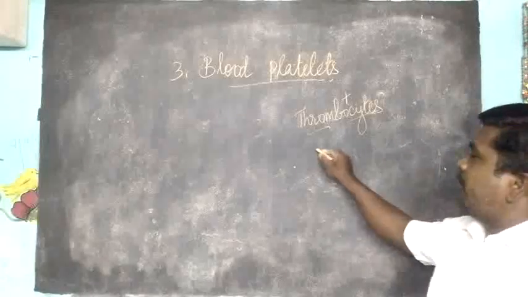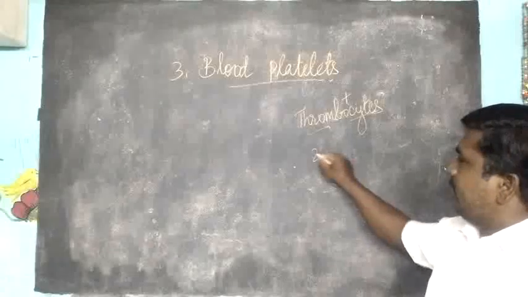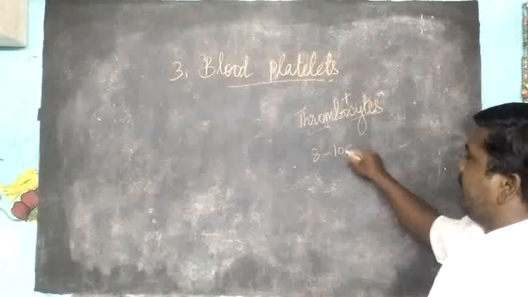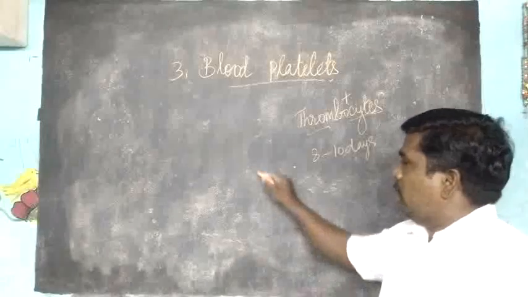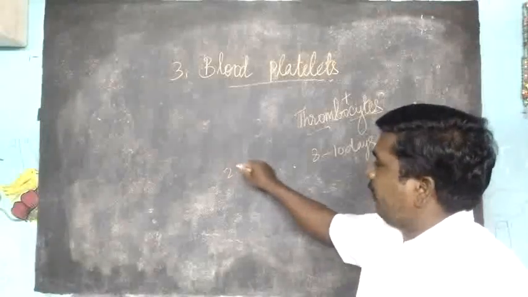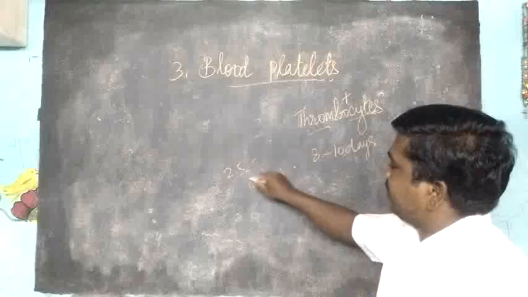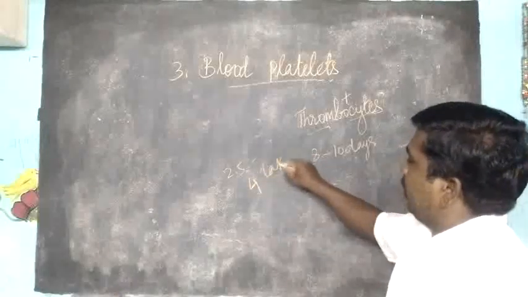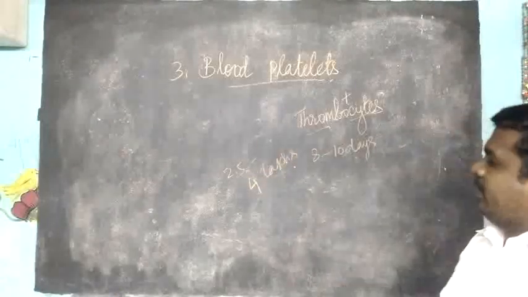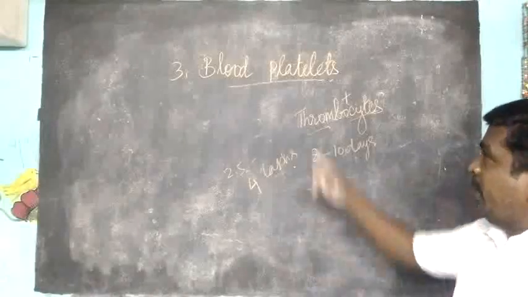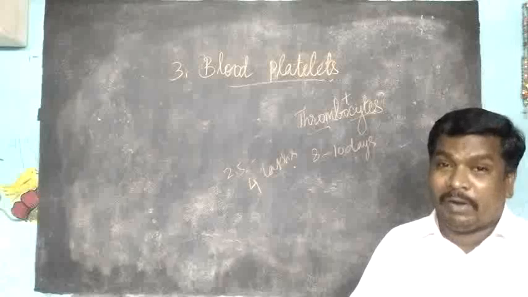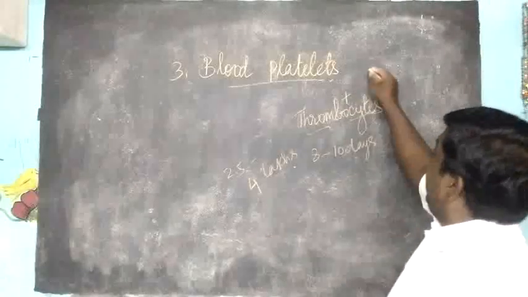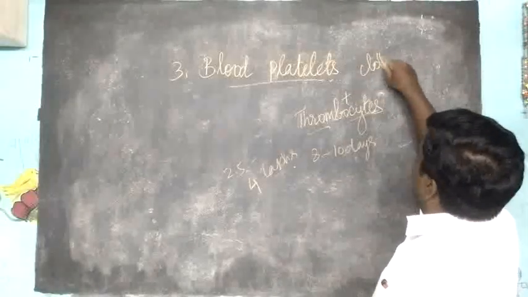Then the lifespan of blood platelets is 8 to 10 days. And in 1 cubic millimeter of blood, around 2.5 to 4 lakh platelet cells are there in the human blood. The main function of blood platelets is involvement in blood coagulation. Blood coagulation means blood clotting.